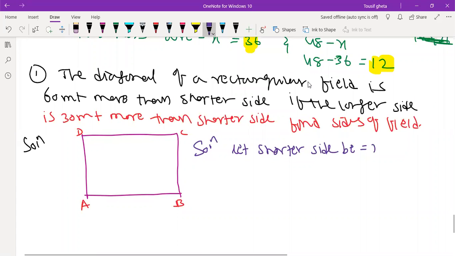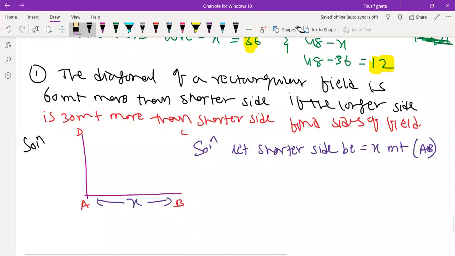x meter. Think this is the shorter side. You take AB as the shorter side. You can take any, BC also you can take as the shorter side, up to you. I drew a somewhat difficult diagram, it can be modified. Correct? Okay, now.